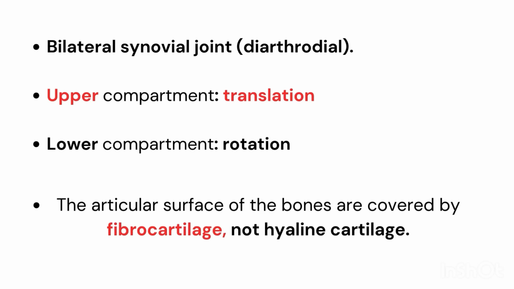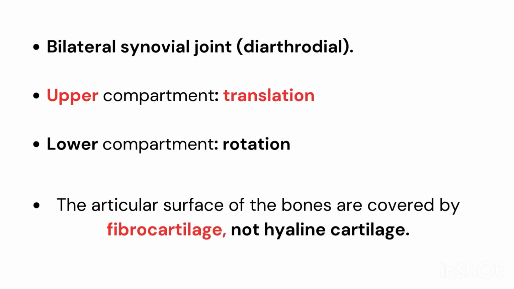Now, this TMJ is divided into upper and lower compartments by the articular disc. We will talk about it in later slides. But right now remember that the upper compartment permits translation, and the lower compartment is for rotation.